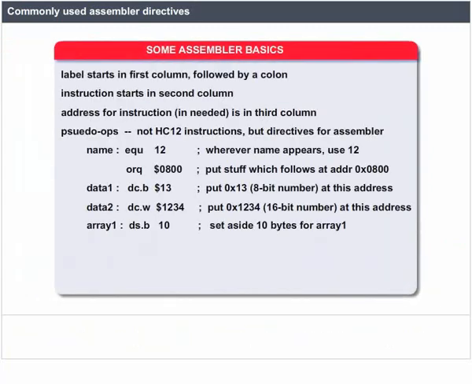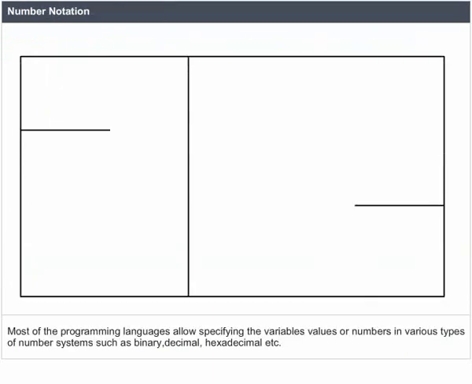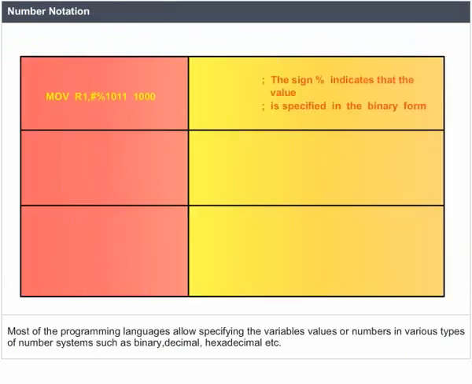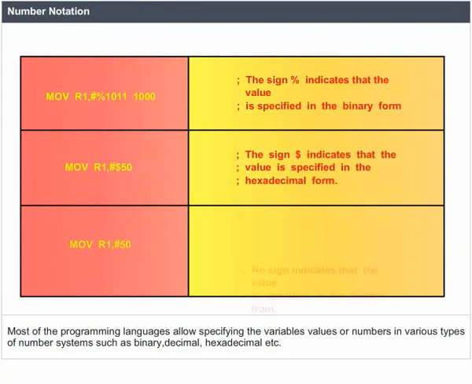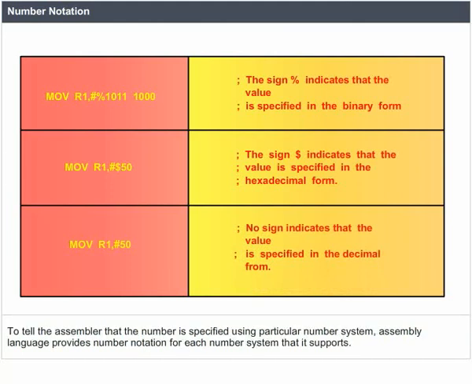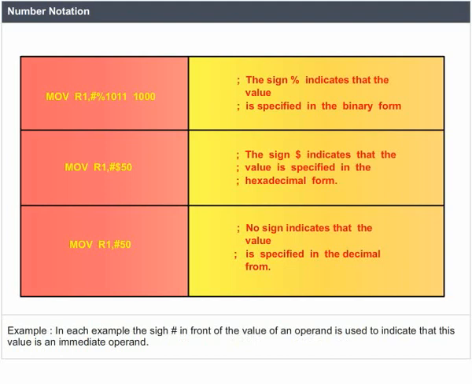Commonly used assembler directives. Number notation. Most of the programming languages allow specifying the variables' values or numbers in various types of number systems such as binary, decimal, hexadecimal, etc. To tell the assembler that the number is specified using a particular number system, assembly language provides number notation for each number system that it supports. Example. In each example, the sign hash in front of the value of an operand is used to indicate that this value is an immediate operand.